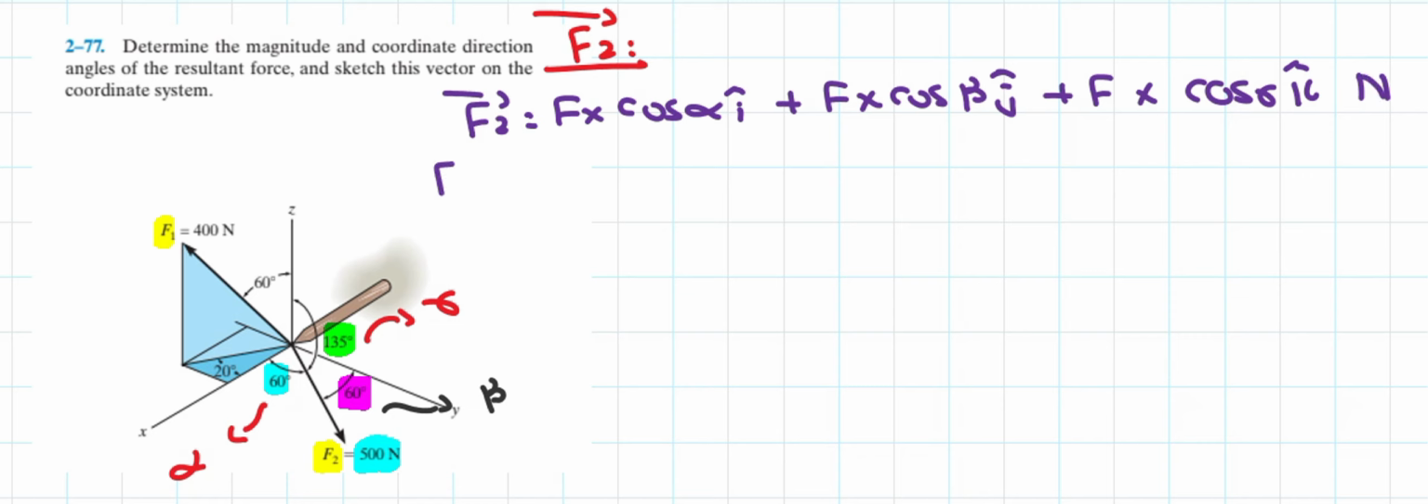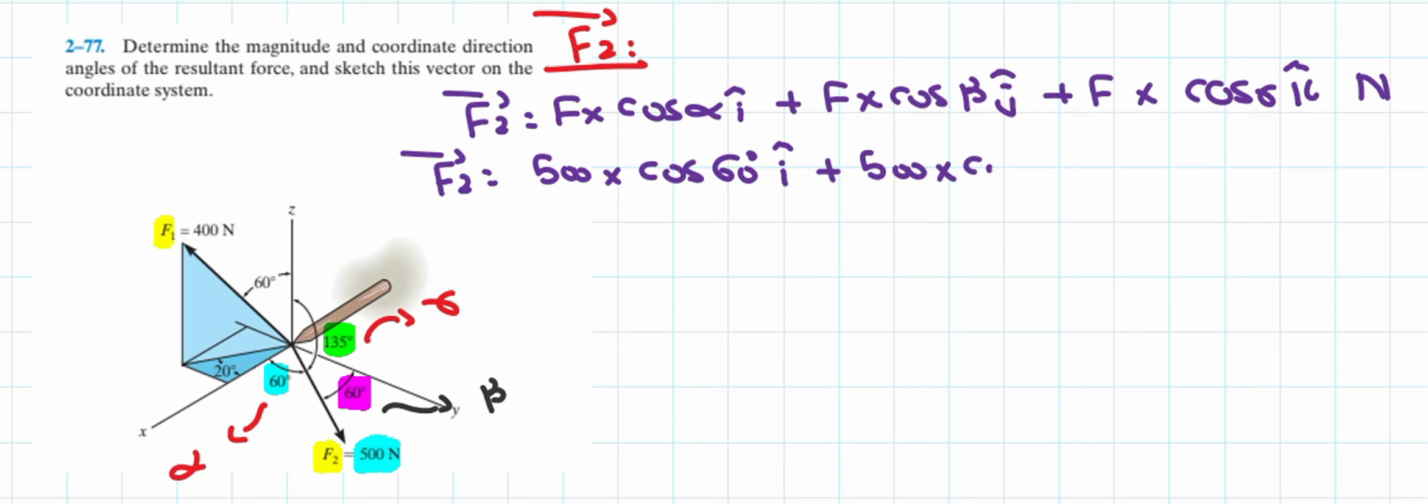So F2, where the value of F is 500, equals 500 into cos alpha, and the value of alpha is 60 degrees. Similarly, with positive sign, 500 into cos beta, and the value of beta is also 60 degrees, j cap. With positive sign, 500 into cos gamma, and the value of gamma is 135 degrees, k cap.